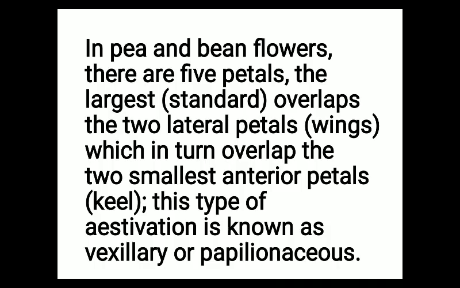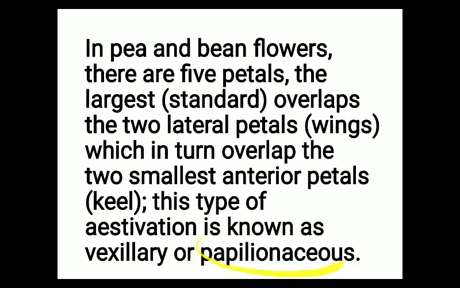Now come to the last type of estivation, which is also known as the papilionaceous estivation. In pea and bean flower there are 5 petals. The largest petal is known as the standard petal, which will overlap the two lateral petals which are known as the wings, and which in turn overlap the two smallest interior petals, known as keel. So this type of estivation is known as vexillary estivation, and such type of corolla is known as papilionaceous corolla.